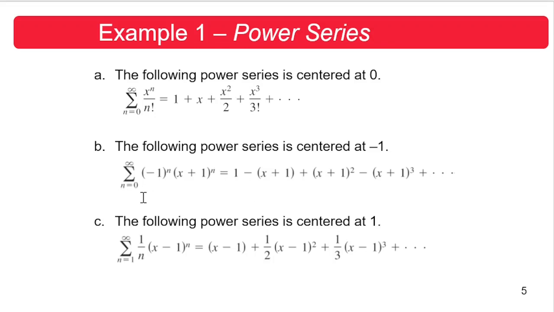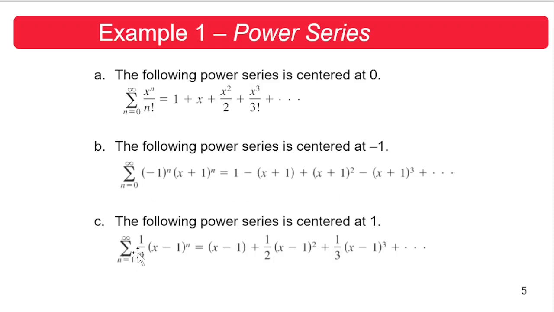Next, if n is 1, we have -1 to the 1, which is negative, and x plus 1 raised to 1 is x plus 1. So we have negative x plus 1 as the second term. Then if n is 2, we have -1 to the second power, which is positive 1, and then x plus 1 quantity raised to the second power, and so on.